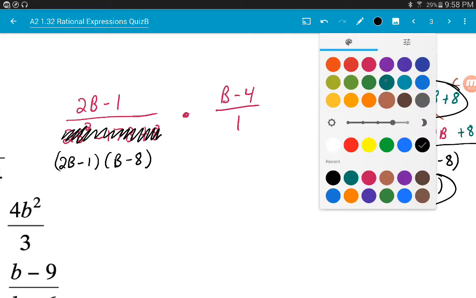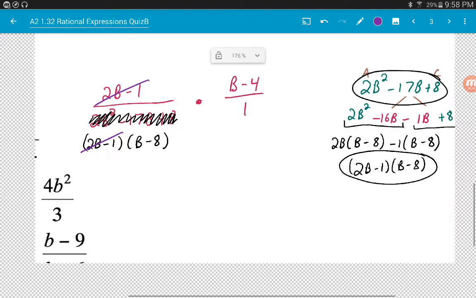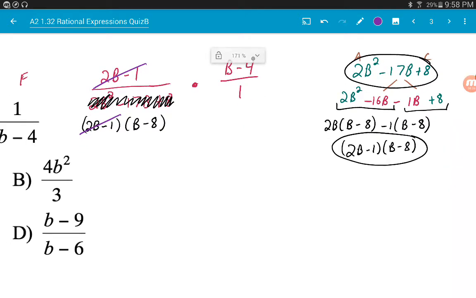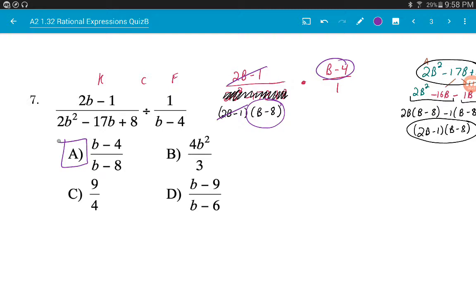Let's see what I can cross out. 2b minus 1 and 2b minus 1, and it looks like that's it. So b minus 8 times 1, well that's simple, that doesn't change anything. So I just get b minus 4 or b minus 8. And A is my answer.